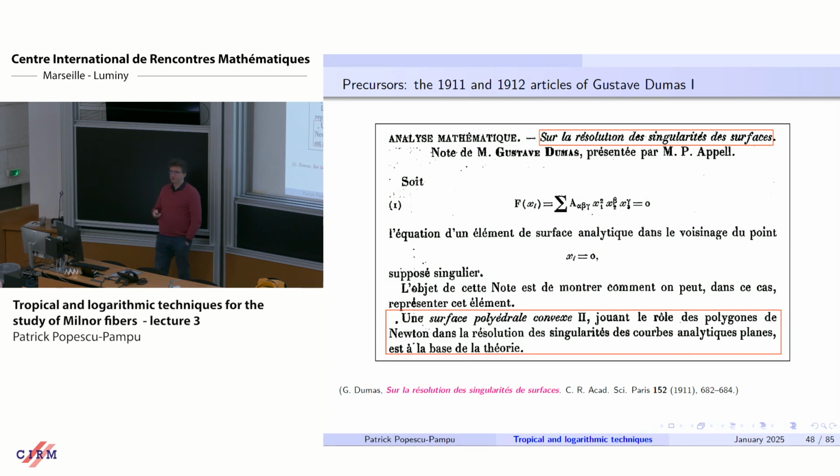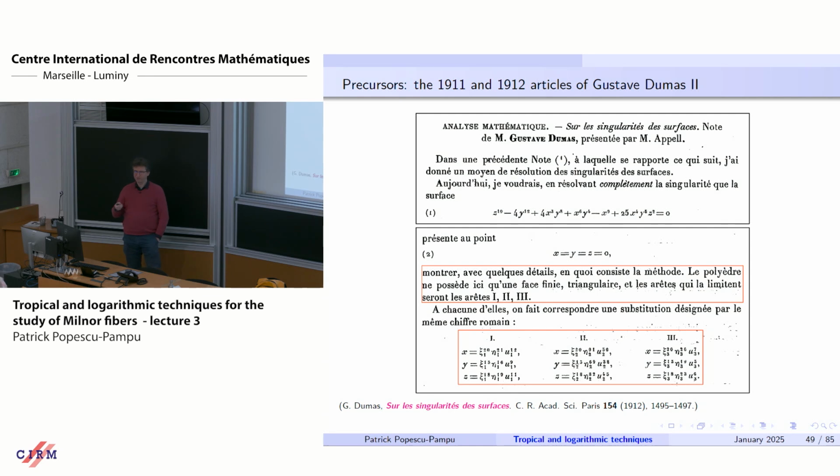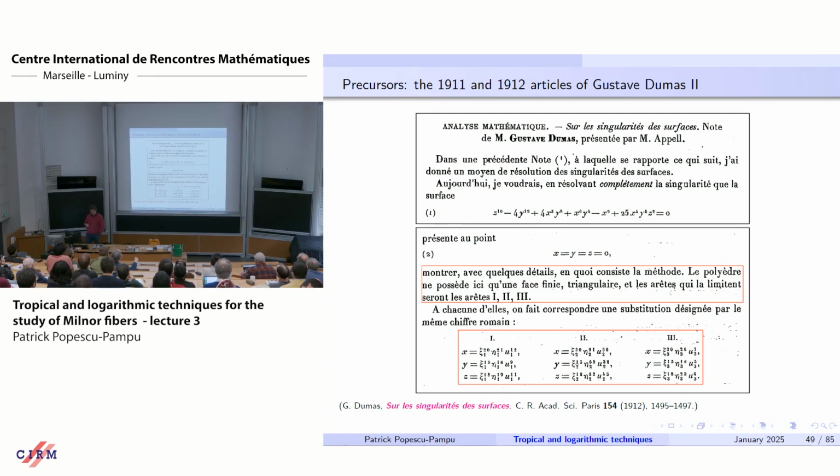So after this first note where he explained in general what has to be done, in the second note, he showed that on a concrete example of the singularity defined by this equation here. So today, he says, I would like, by resolving completely the singularity of this surface, to show you the method. Here, he explains that the polyhedron has only one face, which is triangular, and whose edges are the edges 1, 2, 3. And he says to each edge, one associates a substitution which is expressed like this.